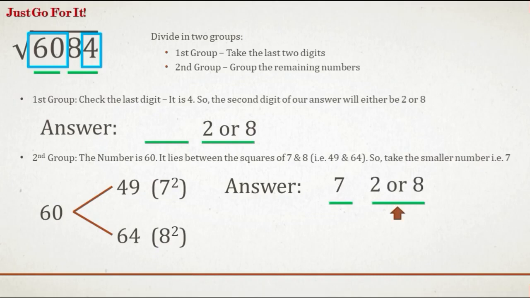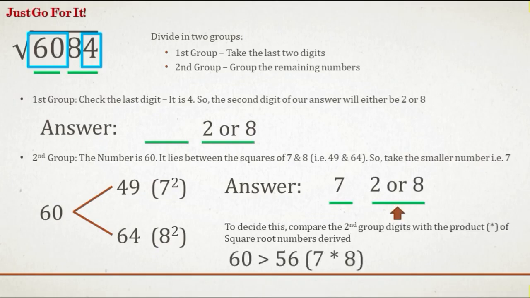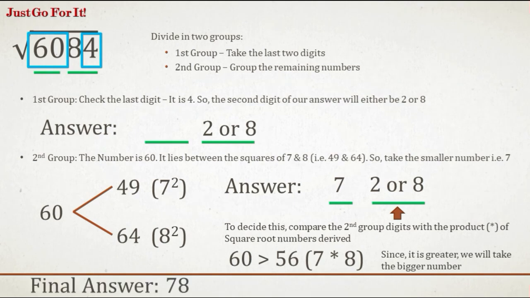And for the second digit, we have to decide whether it will be 2 or 8. So for this, we will compare 60 with the product of 7 and 8, that is 7 8s are 56. Now since 60 is bigger than 56, we'll take the bigger number, which will be 8. So our answer is 78. In case these two numbers are equal, then we'll always take the greater number.